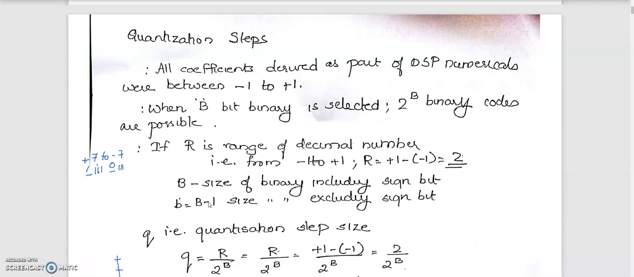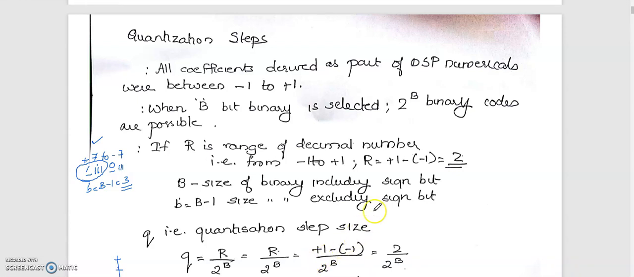Now this B is the total number of bits. If you look here, this 4 is the total size of the binary including the sign bit, and the small b is actually B minus 1. So here it will be equal to 3, which represents the value 7, and small b equals B minus 1, which is the size of the binary excluding the sign bit.